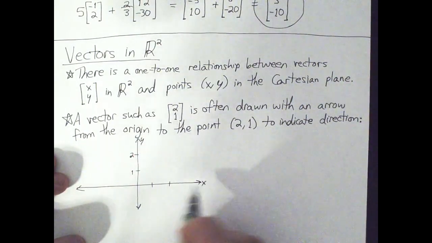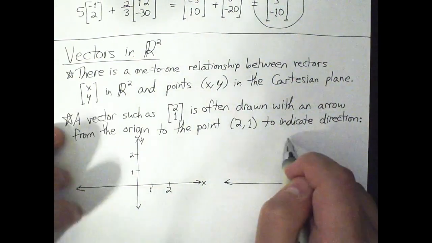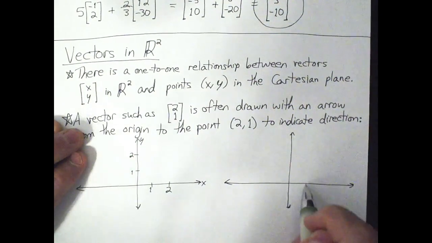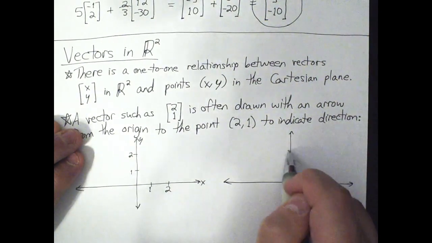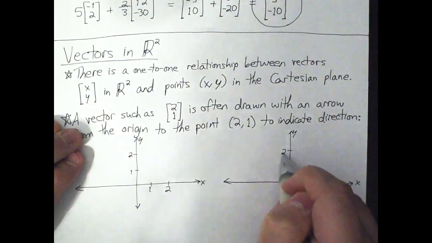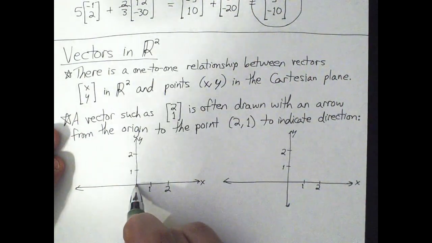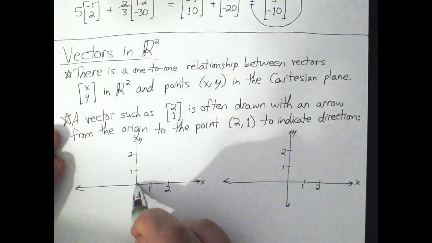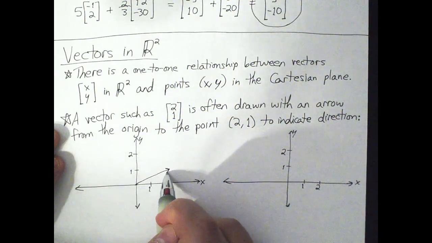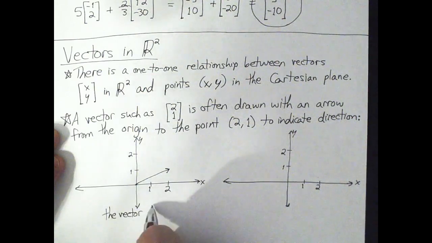Drawing the Cartesian plane. I'm going to label the x-axis, y-axis. Let's just set up both of them. All right, so the origin is at 0, 0. If I draw an arrow from the origin to the point 2, 1, it would look something like this. And we call this the vector 2, 1.